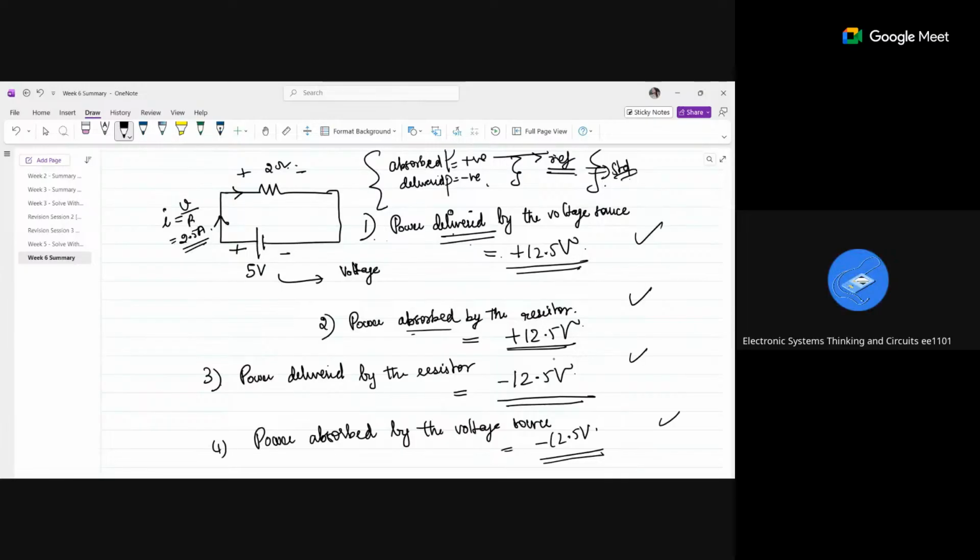So see, if they are asking this question, power delivered by the voltage source, you will first identify the voltage source, then you will identify whether it is delivering or absorbing. If it is delivering, and in the question also they have asked delivered, then you will write positive. But if this voltage source is absorbing power, but in the question they have asked delivered, then you will put it as negative. Right?